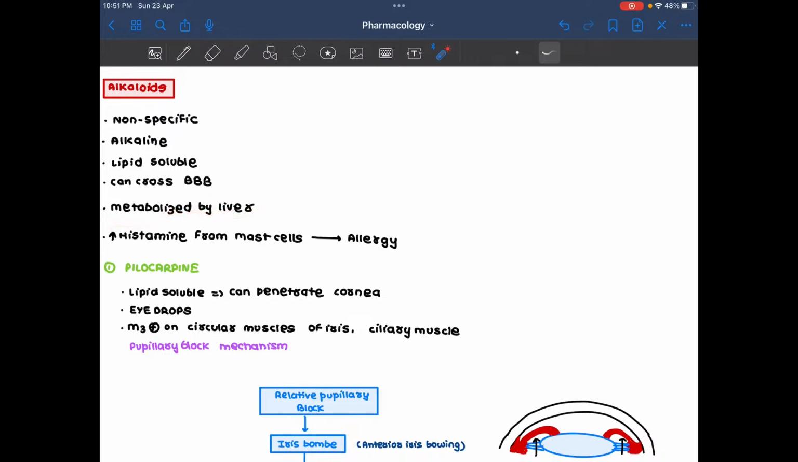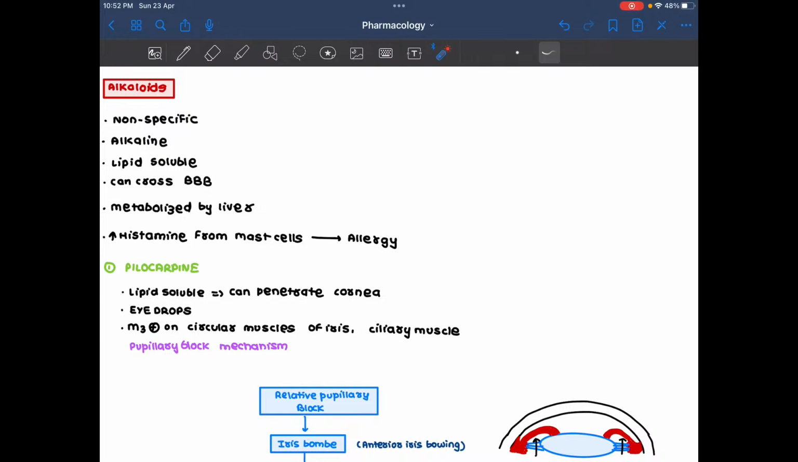They're going to be metabolized by the liver. Just remember, guys, any lipid soluble drug is going to be metabolized by the liver predominantly. And just remember, alkaloids might release an increased amount of histamine from the mast cells, and an allergic reaction might develop. Whatever alkaloid you come across, we are studying pilocarpine now, but for any alkaloid drug, these actions are going to be common to them all. So just remember, alkaloids are plant derivatives.